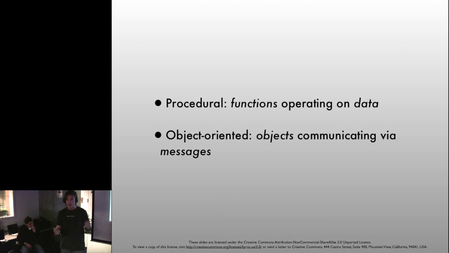So as a comparison, a procedural language has functions operating on data, so this is something like C, whereas an object-oriented language has objects that communicate with messages, and we'll see what those look like in a bit.